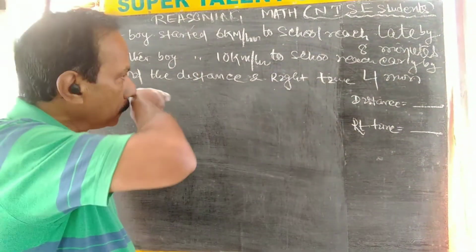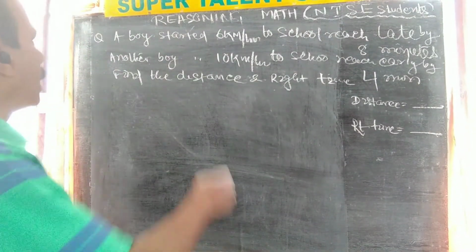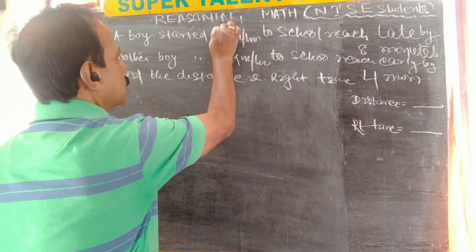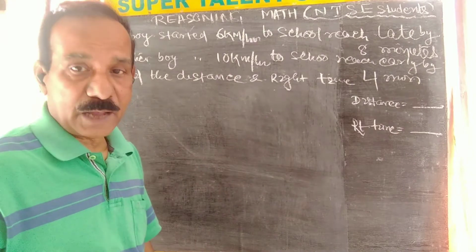Now see, this is a more interesting question. A boy started with 6 km speed. This is coming on time and distance.